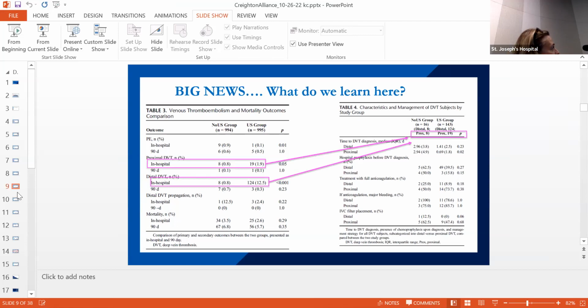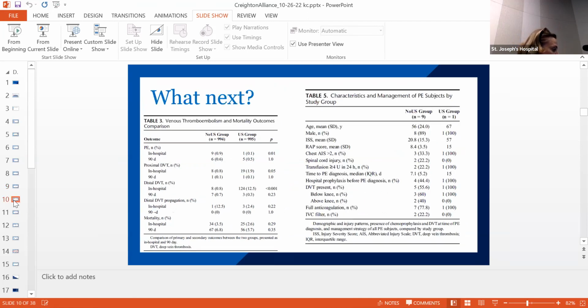Now, table 4, I can see they've gone into table 3 and they pulled out DVT, and they've expanded on DVT in table 4. As you can see, those numbers line up together. So that's how I figured out. And so they're giving you the characteristics and management of DVT subjects by study group. Still haven't read the paper.